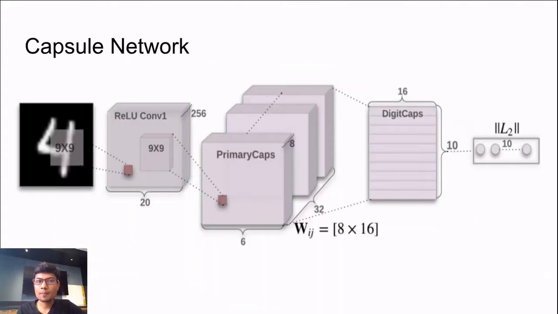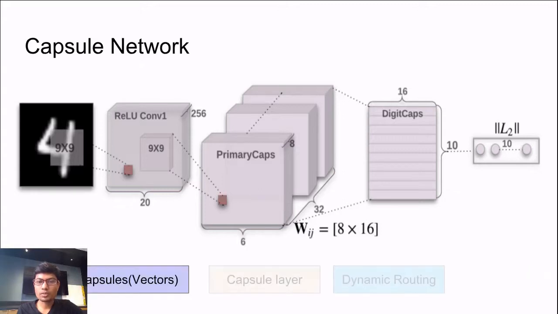Jeffrey Hinton and his team in 2017 proposed a novel architecture called Capsule Network, which helps address these problems. The paper talks about three interesting things which are very different from CNNs. It talks about capsules, it talks about capsule layers, and dynamic routing. Let's understand what each of them means.